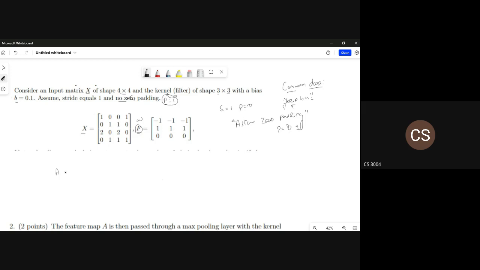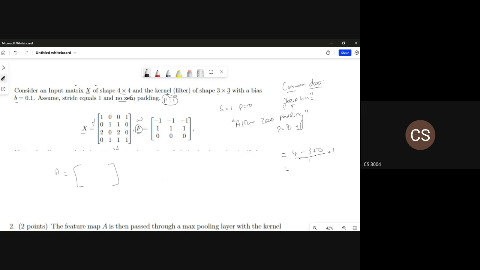Let me call it A. What will be the size of the output feature map A? You know that formula, right? It is (W minus F plus 2P) divided by S, plus 1, for width and similarly for height. So here it is 4 by 4: 4 minus the filter size 3 plus padding, no padding so 0, divided by stride 1, and then plus 1.